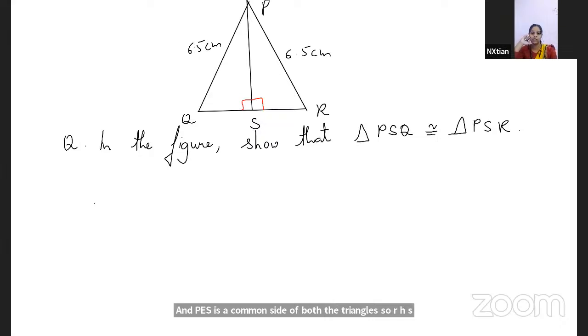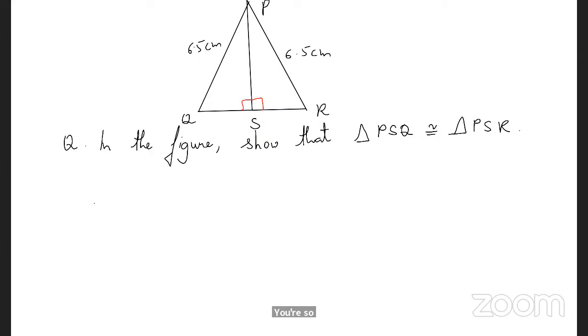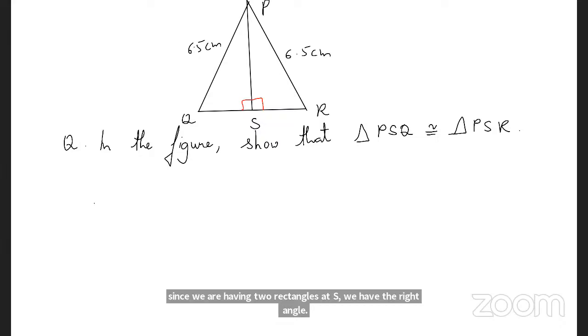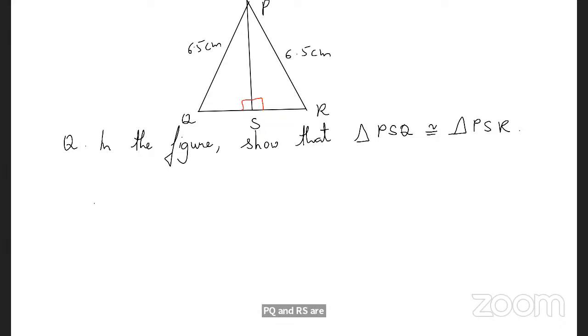Okay. Any other explanation? This one's RHS only. So you all are right. It is RHS, and Edric has given us the right explanation. Since we are having two right angles at S, we have the right angle. PQ and PR are our hypotenuse. We know the measure is 6.5 centimeter. And PS equals PS in both the triangles. It is common. So it will be by RHS rule.